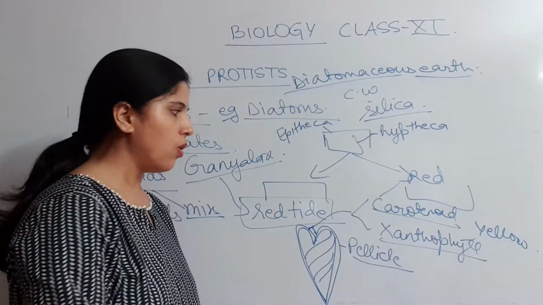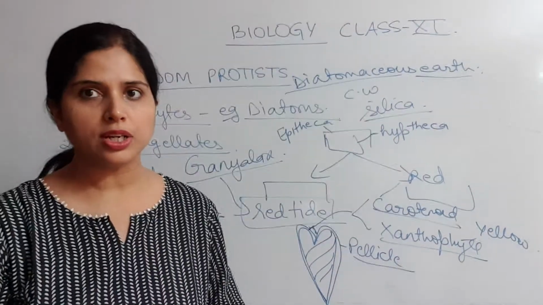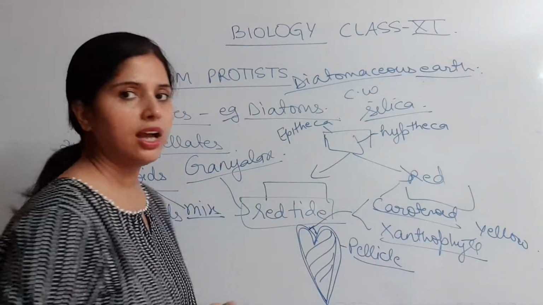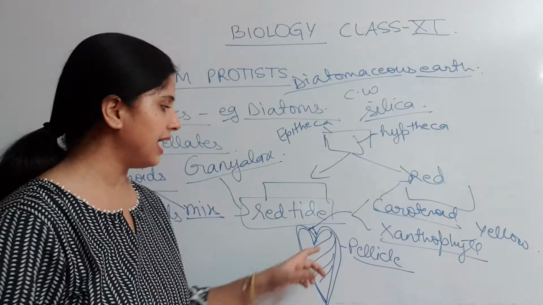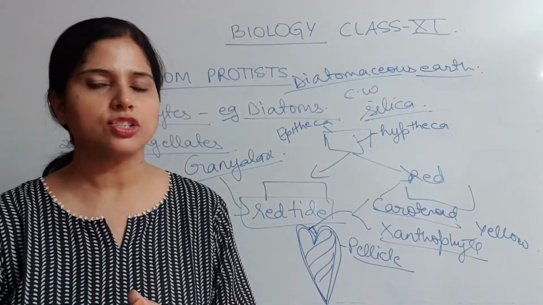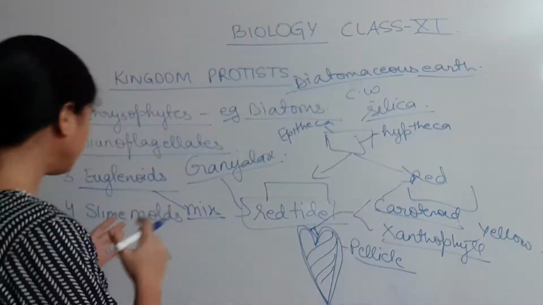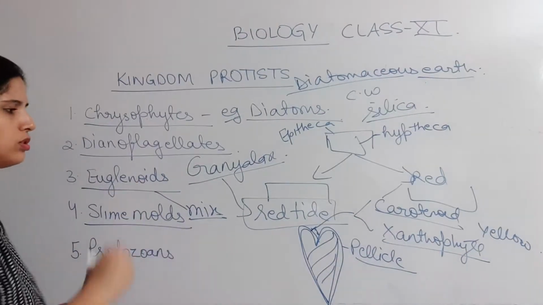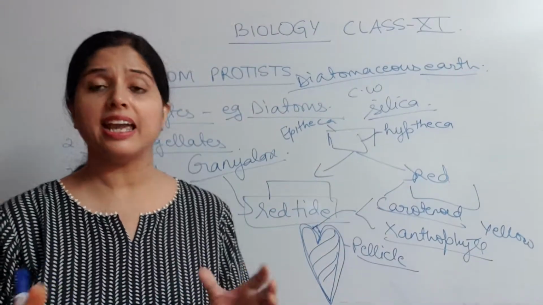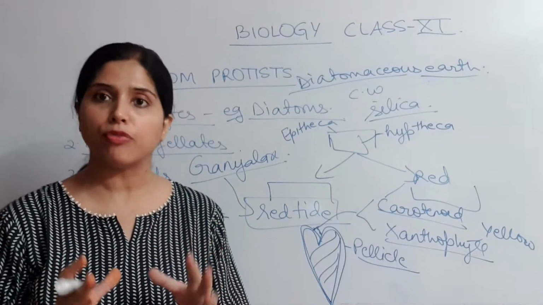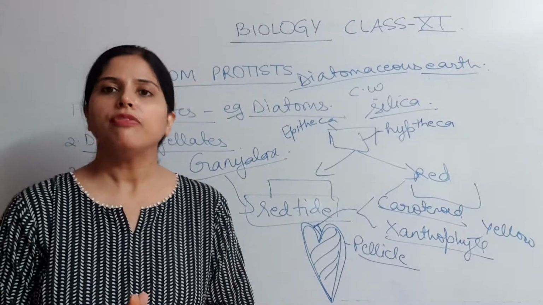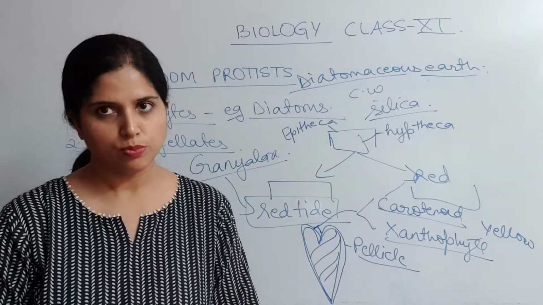So if I ask you the locomotion of euglena, it occurs by the two flagella which are present, and secondly by the myonemes, which work exactly like muscle contraction and relaxation. Next are the slime molds. Slime molds are saprophytes. Their body is just like fungi. They have fruiting bodies. In unfavorable conditions, they form the plasmodium.